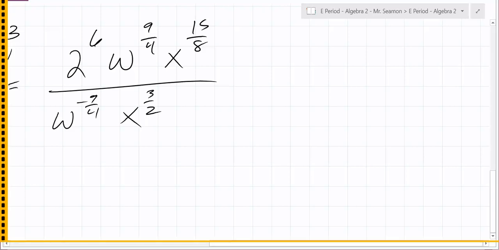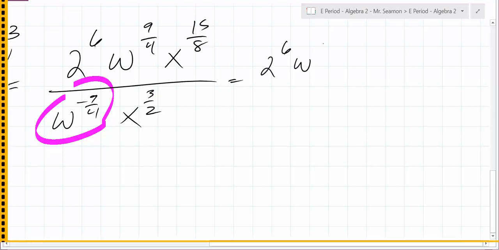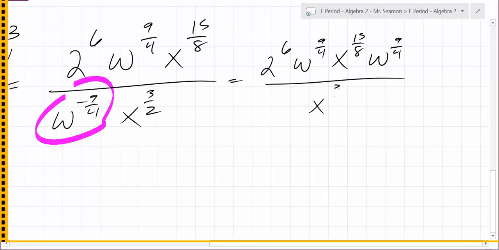Do any of them simplify? Can you move any of them, right? What can you do with this one right here? It can go up. So what is this going to equal? 2 to the 6th, w to the 9 over 4, x to the 15 over 8. I'm just rewriting the numerator. And then w to the 9 over 4 all over x to the 3/2.